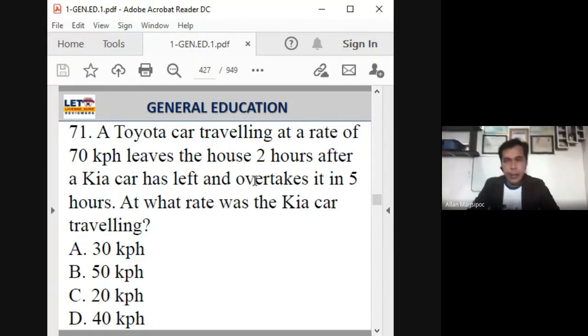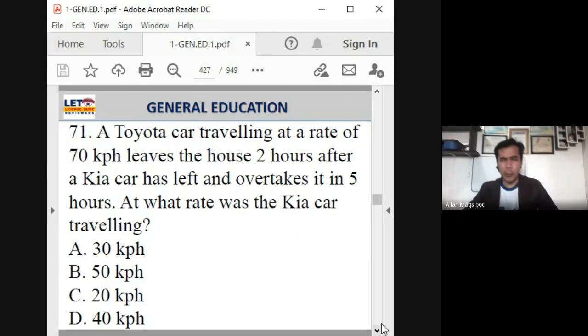Sige, naka-answer na lahat. So dalawang cars, ang isa umalis na may ganitong speed, and then yung isang car naman, yung Toyota naman sumunod after 2 hours, and na-overtake niya yung Kia in 5 hours. The question is, what's the speed of the Kia car? Yung na-overtake. Sino yung unang umalis? Yung Toyota or yung Kia? Yung Kia, no? Okay. So how do we write the equation?